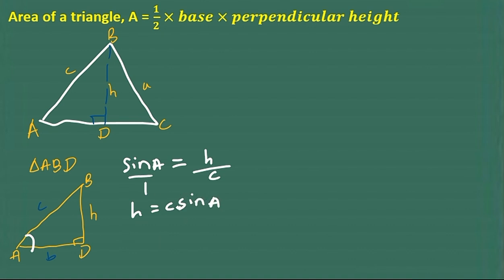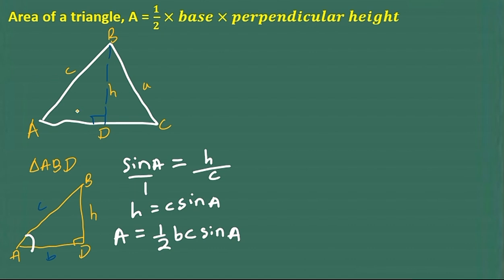Now if we substitute this expression into the given formula, A equals 1/2 times the base of this triangle, which right now is B, times the height, which is given to be C sine A. This will help us to find the area of the triangle ABC.